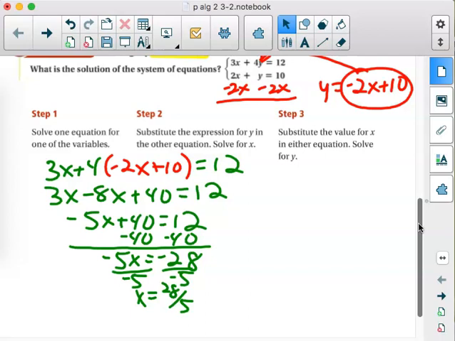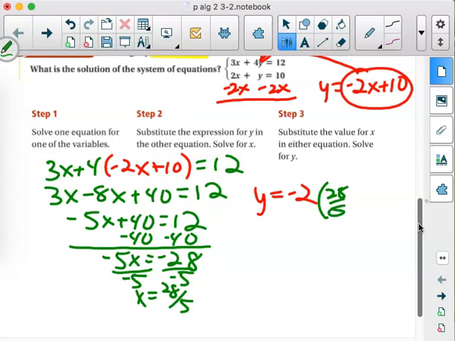To which I say, I'm not using either one of their equations, because as we went through this problem, we said what y equals. It's my little red equation right here. This would be super easy to use. So I'm going to use my red equation, and I'm going to substitute in my 28 fifths for x.